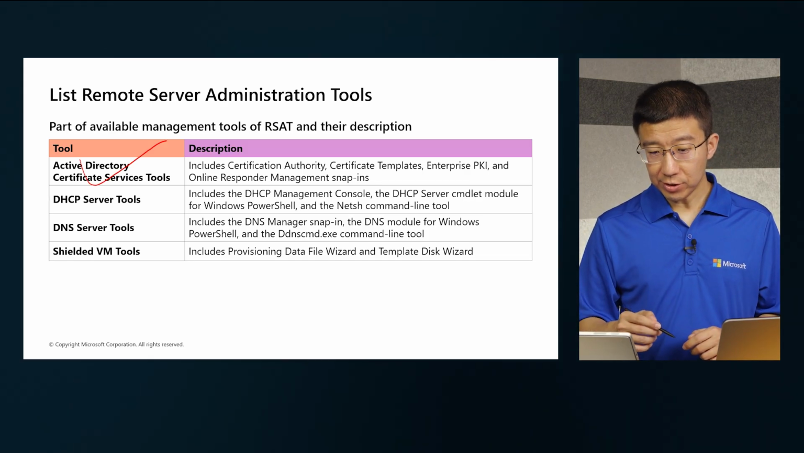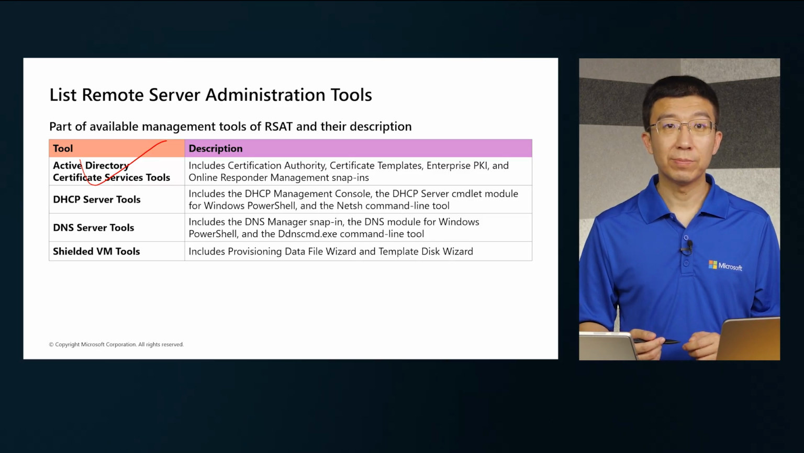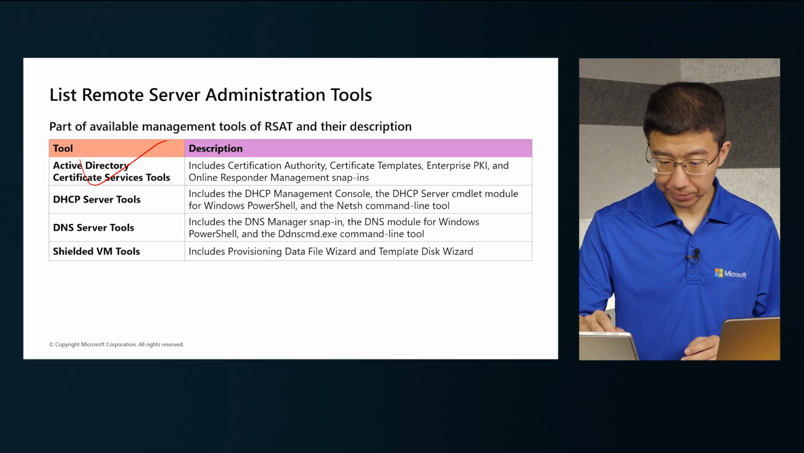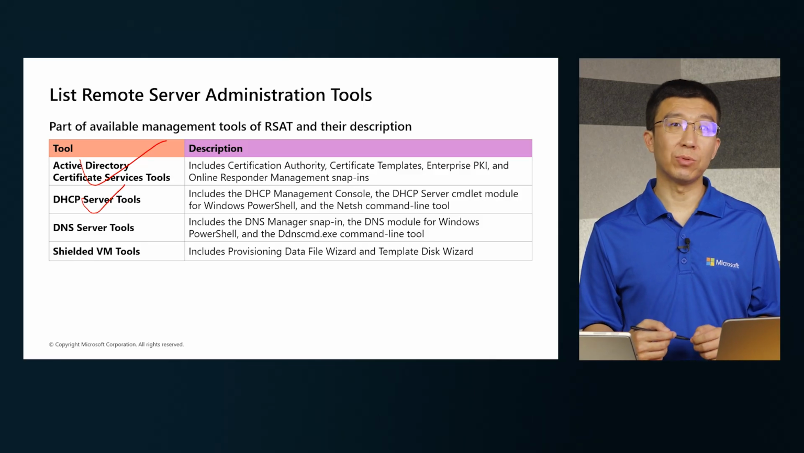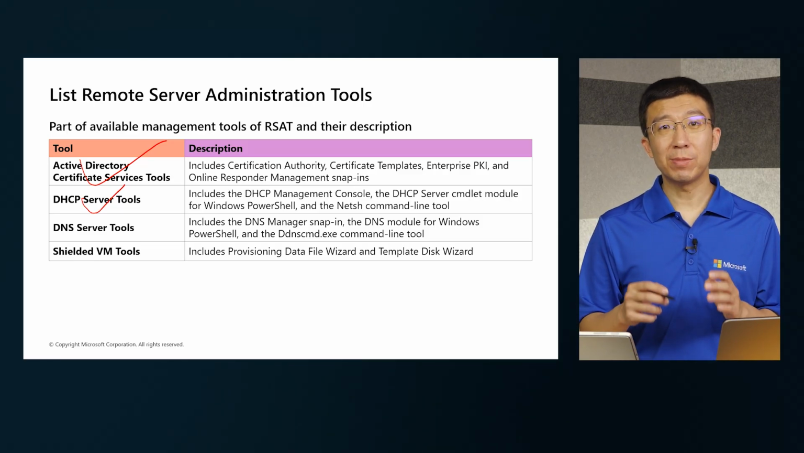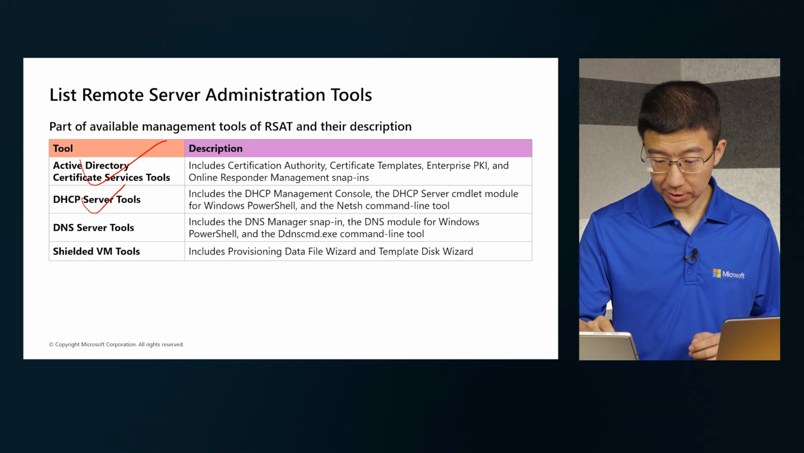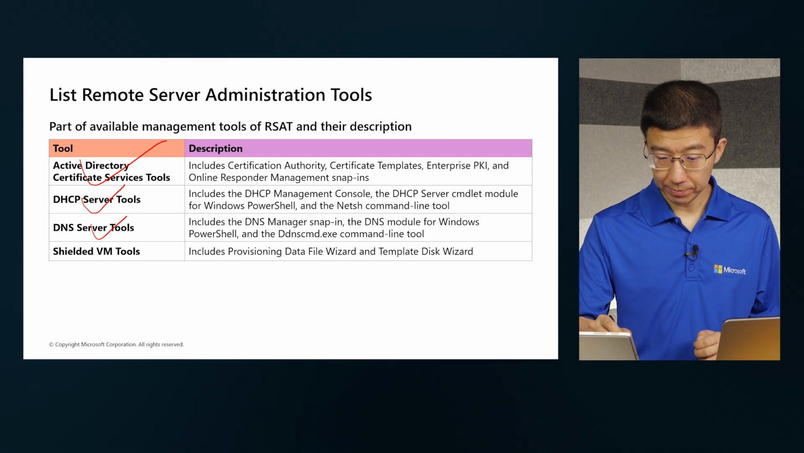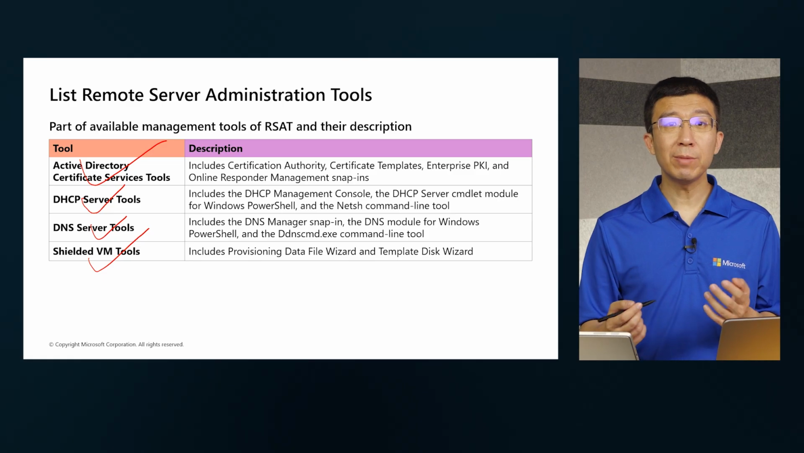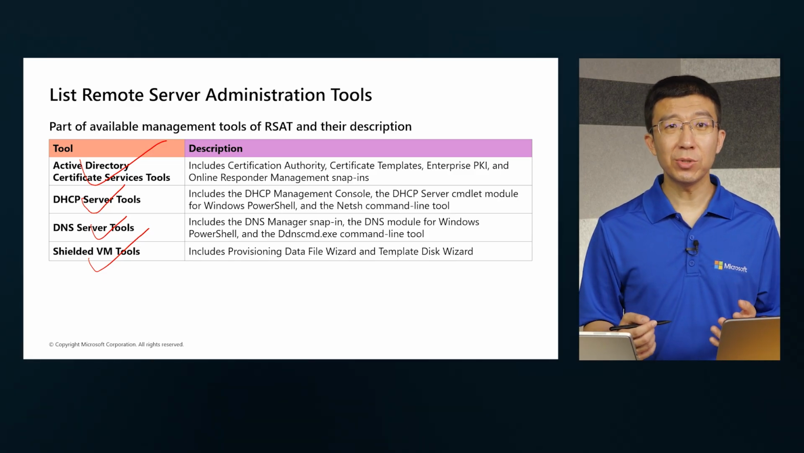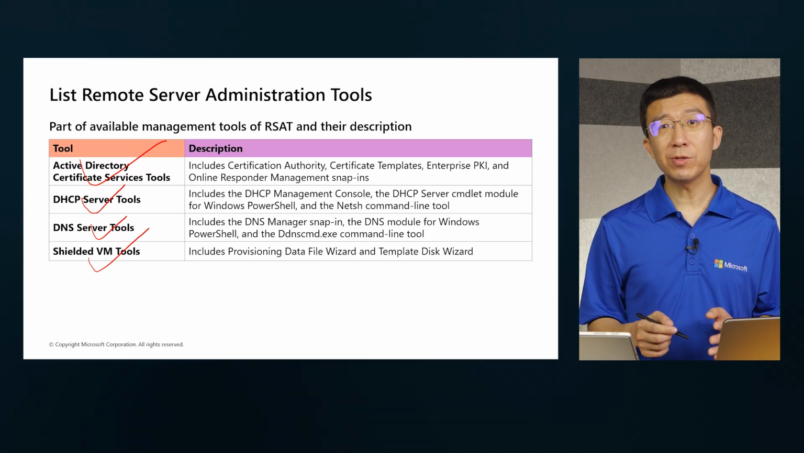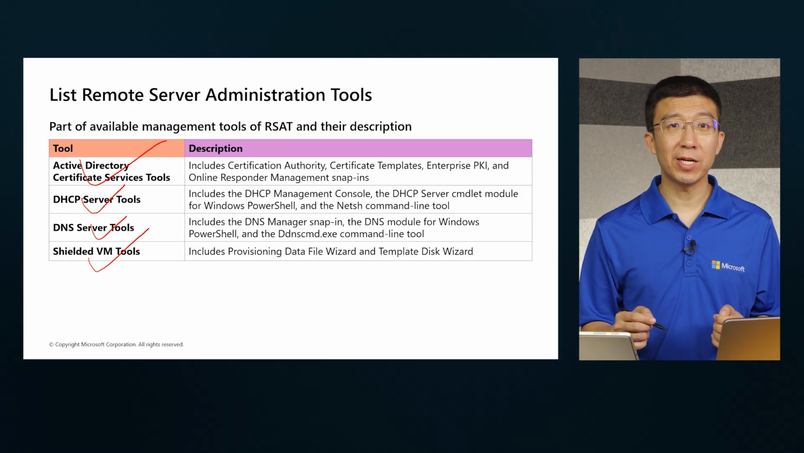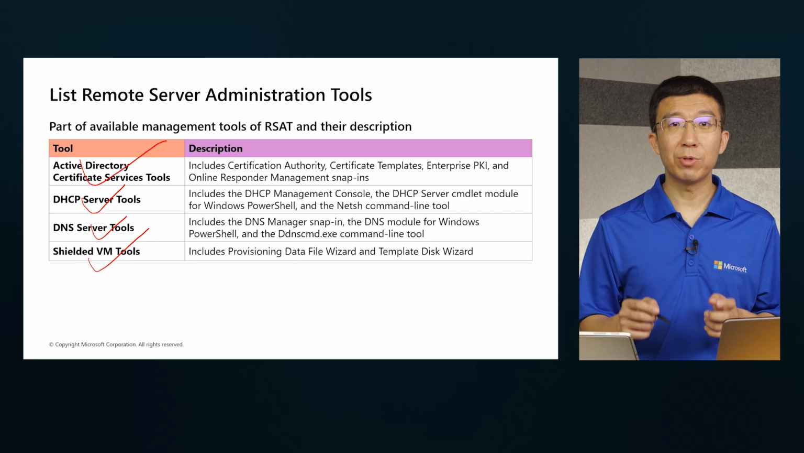Active Directory Certificate Services Tools, to manage certification authorities and templates; DHCP Server Tools, to administer DHCP servers and scopes; DNS Server Tools, to manage DNS zones and records; Shielded VM Tools, to work with shielded virtual machines. With Windows 10 and 11, you can enable RSAT features directly from the settings. No separate download required.